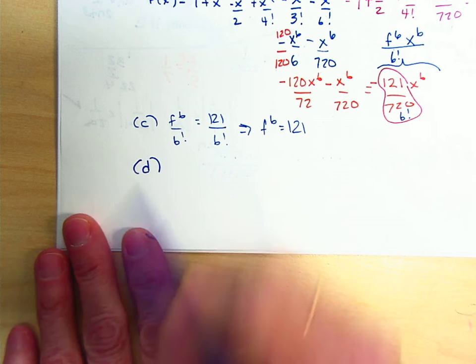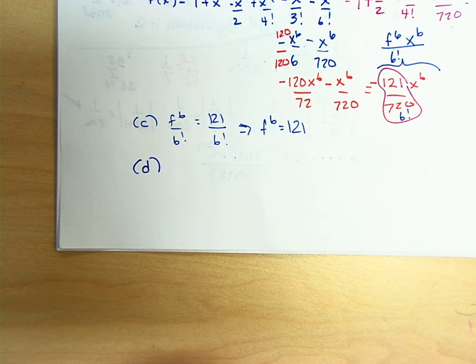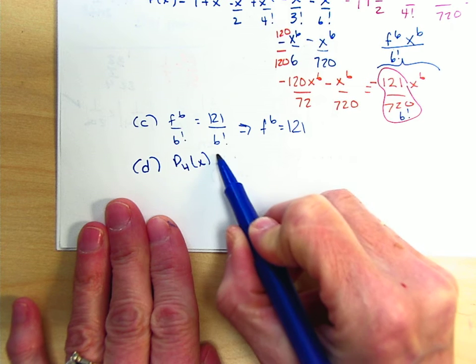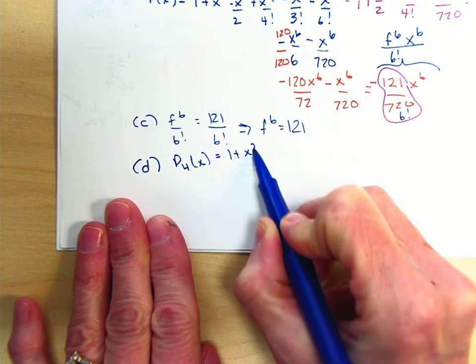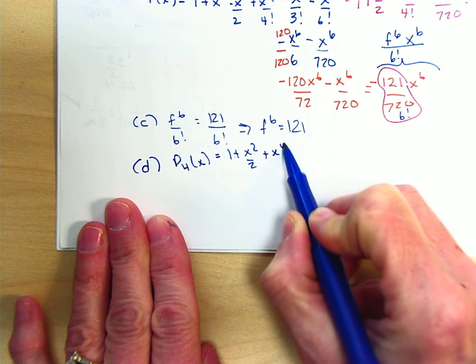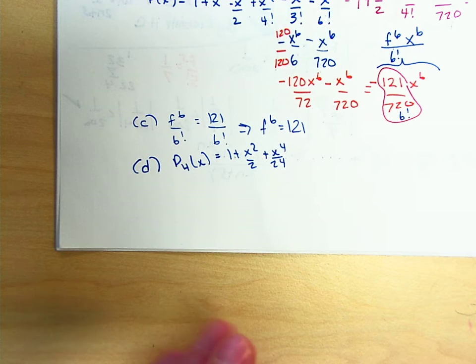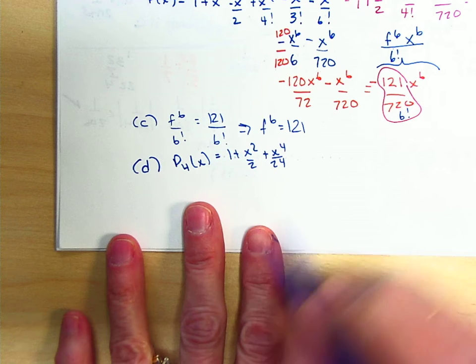Now part D is where things get a little wishy-washy. It says let P4 of x be the fourth degree Taylor polynomial for f about x equals 0. So that means P4 of x is equal to 1 plus x squared over 2 plus x to the 4th over 24, or 4 factorial. And it says, using information from the graph, y equals f5 of x, show that P4 minus f of 1/4 has got to be less than 1 over 300. So again, we're talking about error.